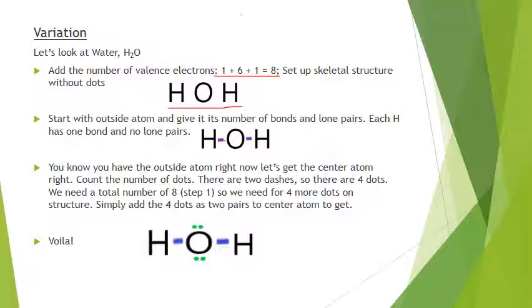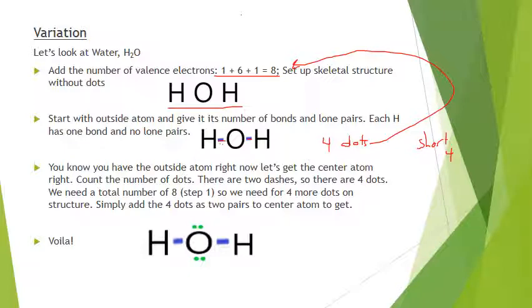Then what you do is you count how many dots you have. So there are 1, 2, each dash is 2, 1, 2, 3, 4. So there's 4 dots. Okay, and we need 8, so we're short 4. The extra 4 will go on the center atom.